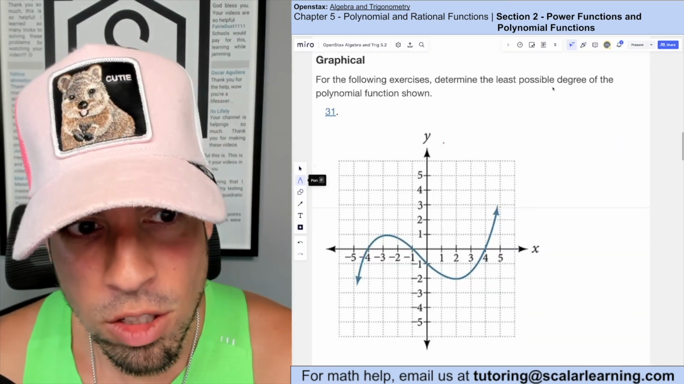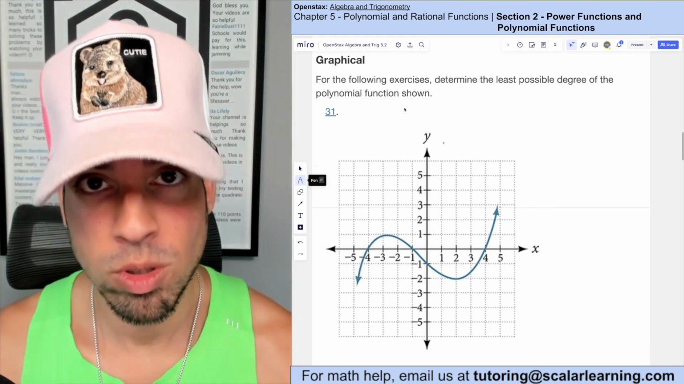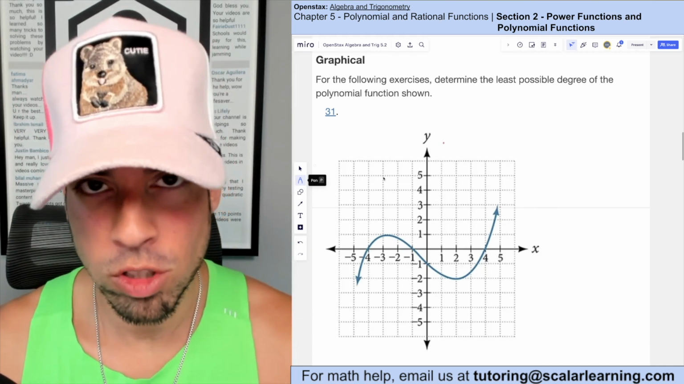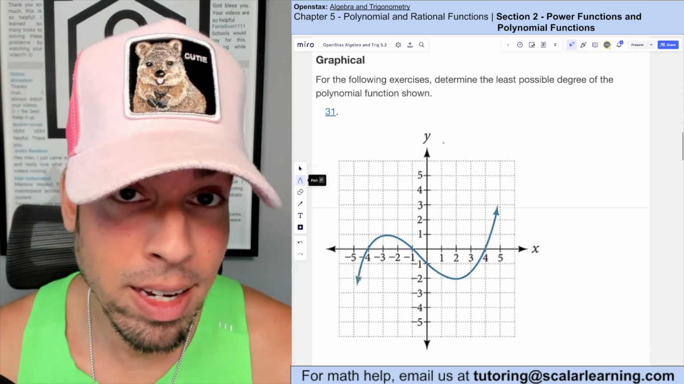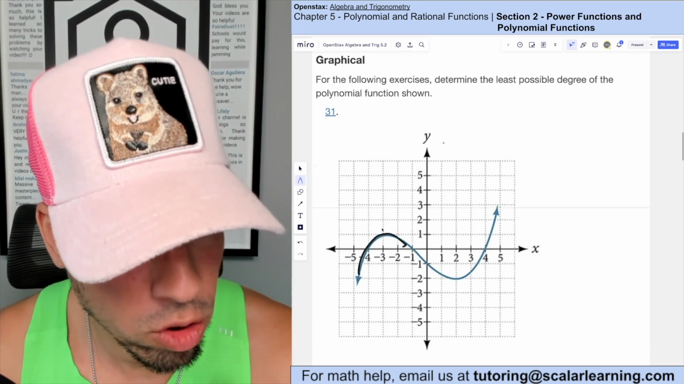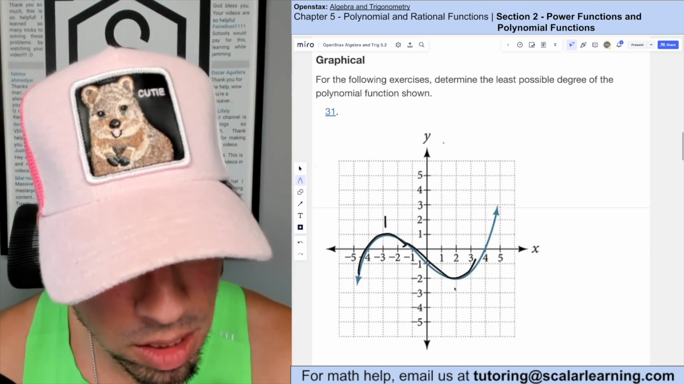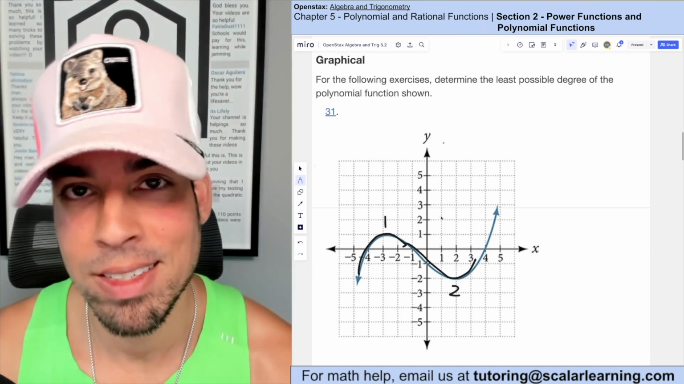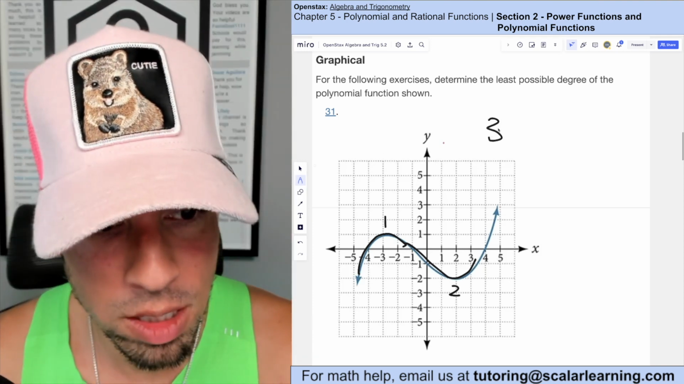So for this one, it says to determine the least possible degree of the polynomial function. So the way we do this is we look at the number of turns. So what do I mean? I mean going from increasing to decreasing, aka positive slope to negative slope. So you see here, I see one turn, right? That's 1. And then I see it turn again, right, from negative to positive. So that's 2 turns, which means the least possible degree has to be 1 more than the number of turns, which means it is 3.